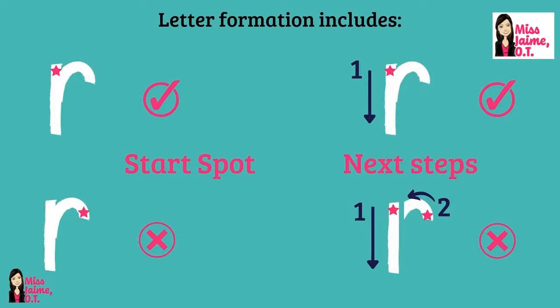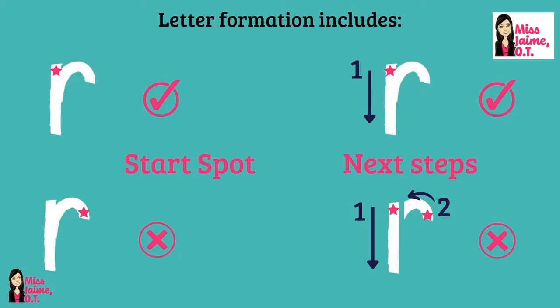That would be marked incorrect for letter formation. So I hope that makes sense. When I assess letter formation, I generally am assessing the whole letter formation. I don't generally tease out just the start spot unless the child has a goal that's only about where they start their letters. Usually, if we're concentrating on function, we want to know if the child's handwriting is legible. Are they making their letters correctly?